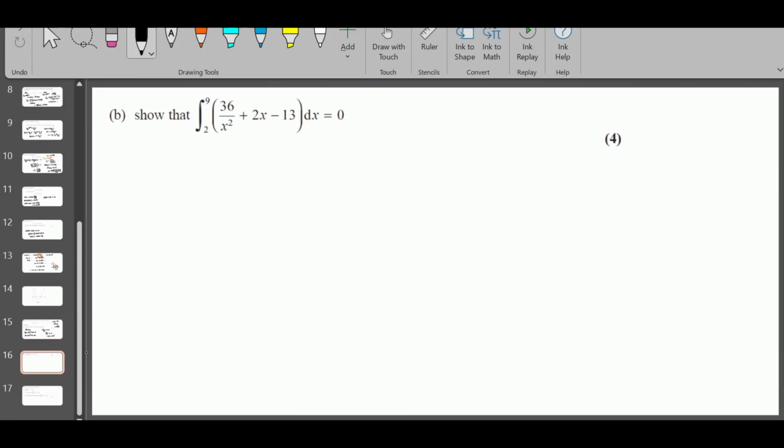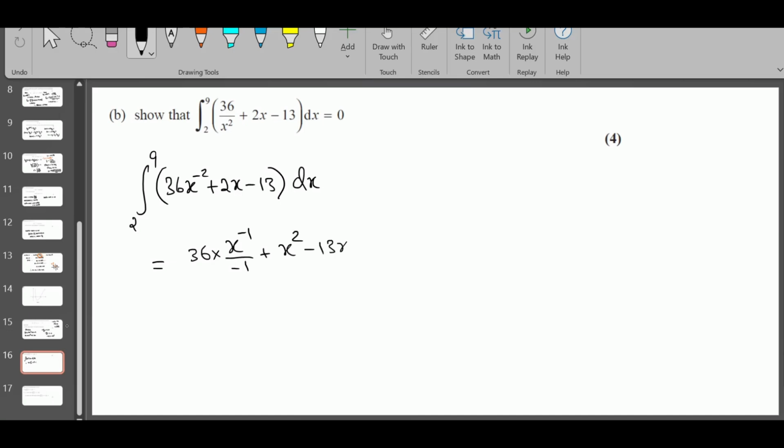Part B, they want us to integrate it now. Okay? So you can write it as integral 2 to 9 36x power minus 2 plus 2x minus 13. They want us to show that it is equal to 0. So when you integrate it, 36x power minus 2 plus 1 over minus 2 plus 1, 2x becomes x square, 13 becomes 13x, 2 to 9.